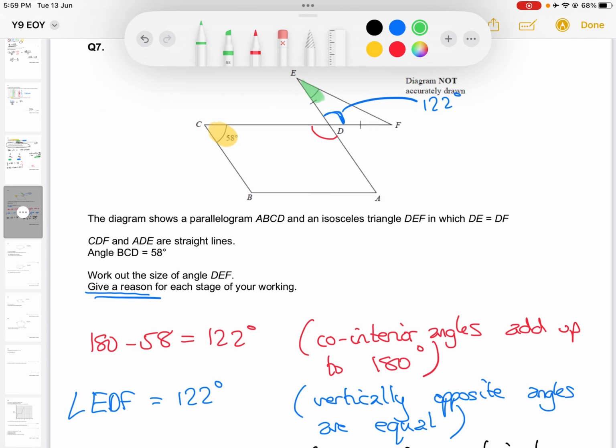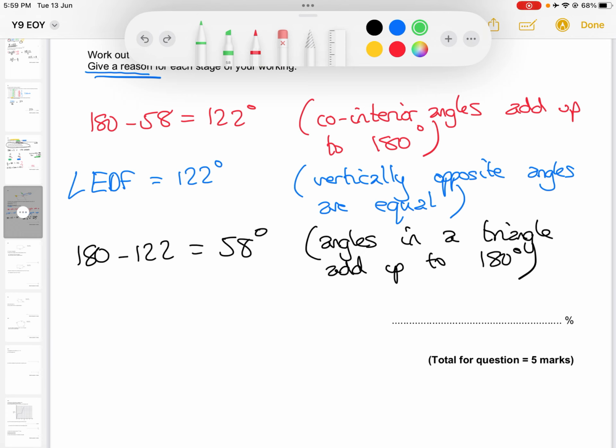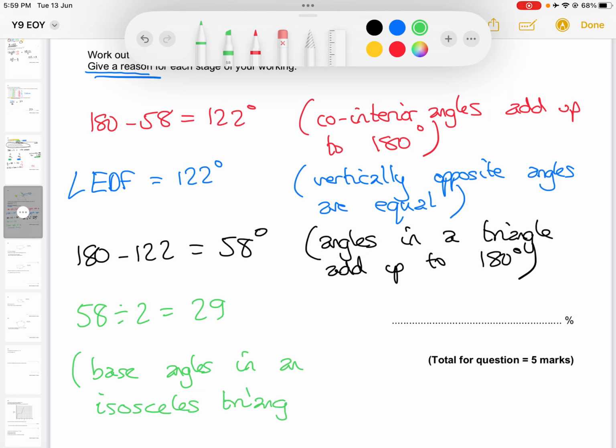Last but not least, this angle here and this angle here are the same because base angles in an isosceles triangle are equal. So in other words, having 58, you need to explain why you're doing that. And the reason is base angles in an isosceles triangle are equal. And from there, we have our answer of 29 degrees, along with our 4 reasons, which there should be at least 4 reasons. That shouldn't be a percent, that should be degrees, to get our final answer, get the full marks. Done.